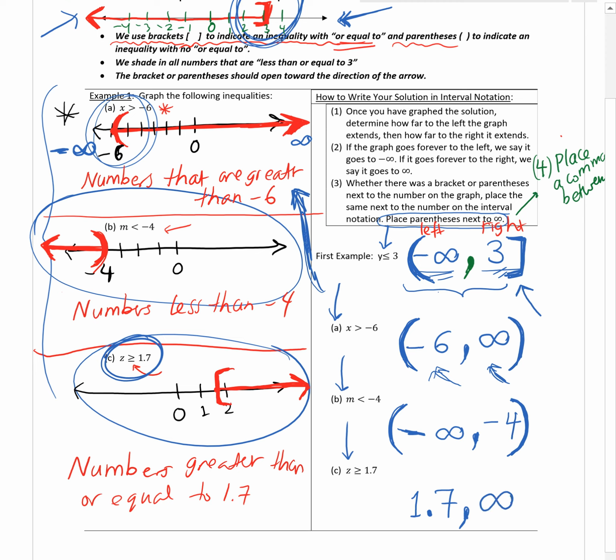All right, and then I have to ask myself, was there a bracket or a parenthesis on 1.7? Oh, I put a bracket, so it must be a bracket here. And then again, infinity always has parentheses no matter what's happening with the number. So there it is. Those are the winners.